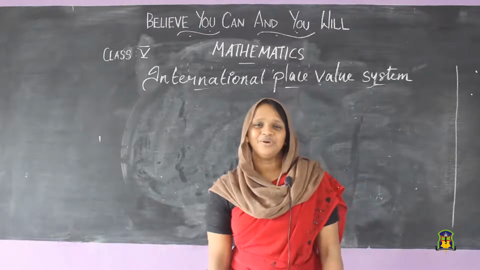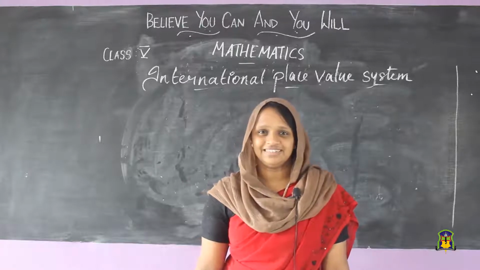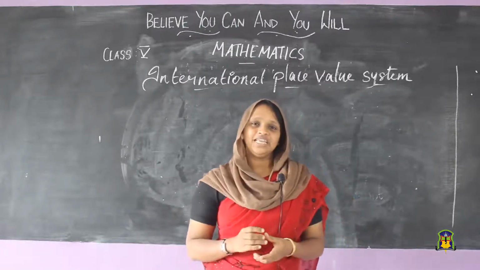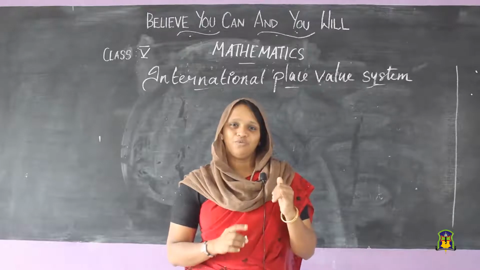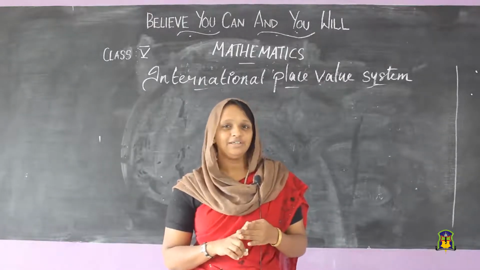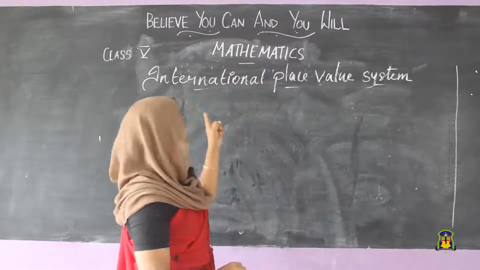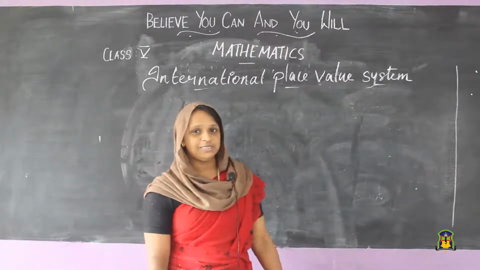Last class we discussed the Indian place value system, isn't it? In the Indian place value system, the periods are ones period, thousand period, lakhs and crore. Today we are going to discuss the international place value system.